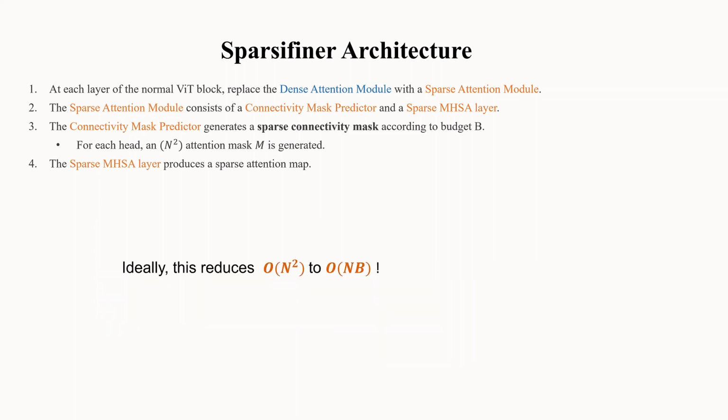In both training and inference, we generate sparse connectivity masks by restricting the number of connections predicted by the mask predictor according to a hyperparameter, budget size b. Ideally, Sparsifiner reduces quadratic complexity to linear, considering b is a small constant.